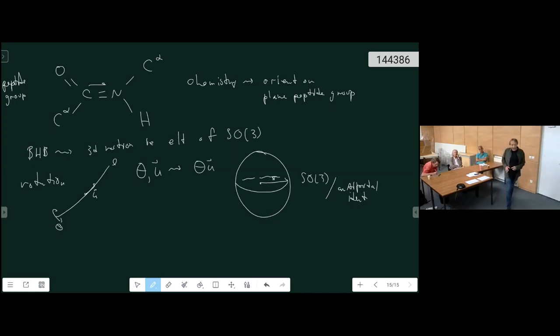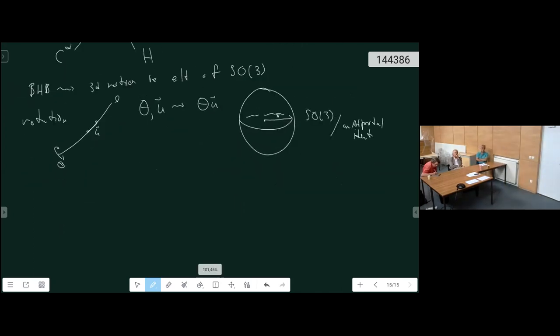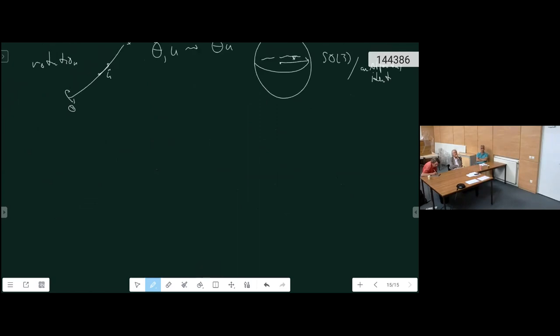So we do that by a subset of the PDB, we call it HQ60. This is a subset of the PDB.